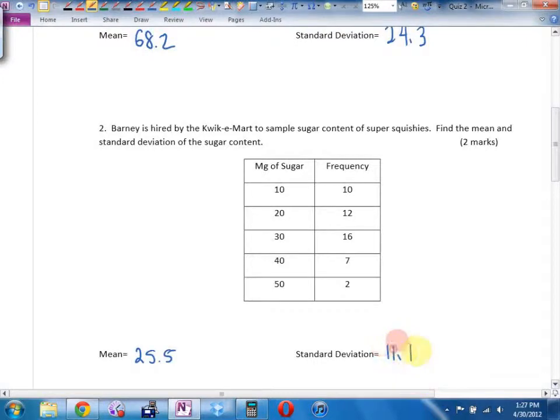Smaller standard deviation, that means this squishy machine has better quality control. If you had a big standard deviation, some squishies are getting very little sugar, some are getting a whole bunch. There's something wrong with the machine. Bigger spread means something's wonky. Machines should do the same thing pretty close to over and over, but no machine is perfect. Is that all right? So that was kind of a review a little bit.